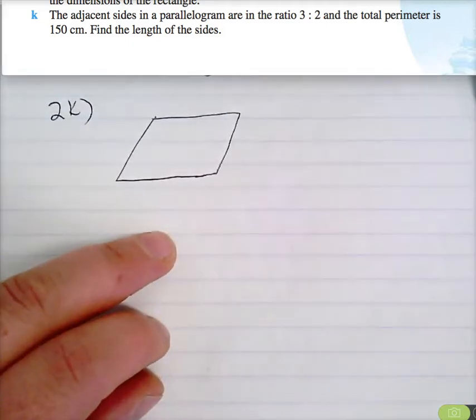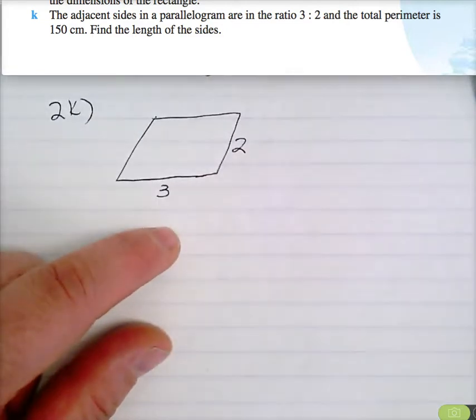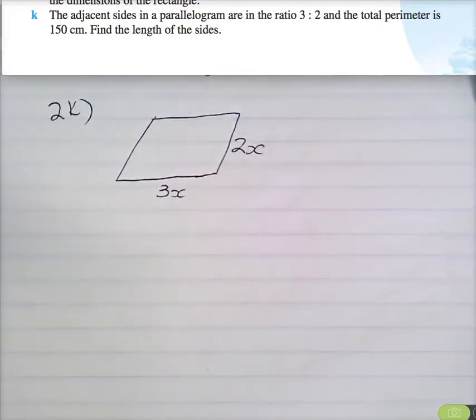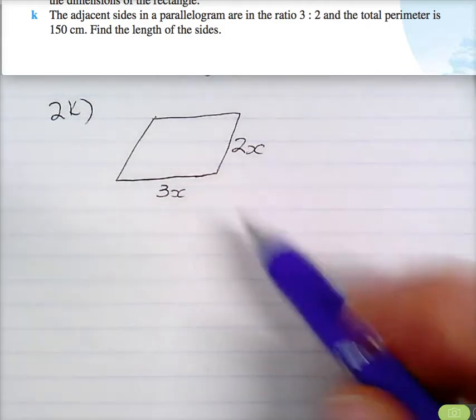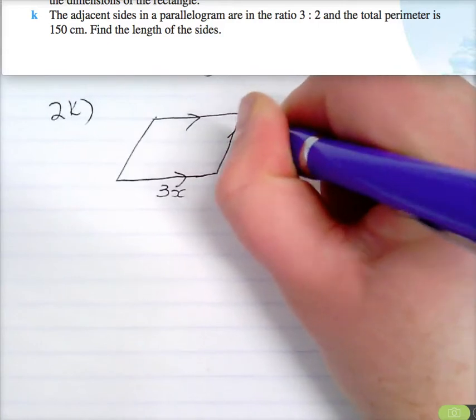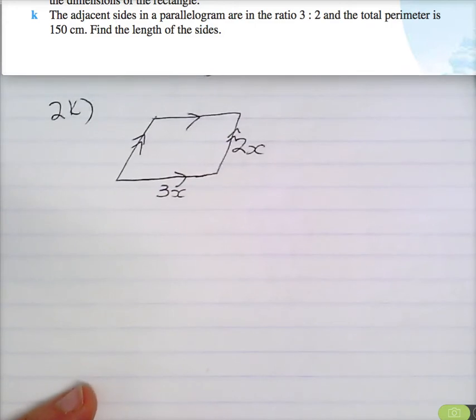Now it's the ratio 3 to 2. So it's actually not 3 and 2. You would call it 3x and 2x. Which one's the width and which one's the length? The length is the longer one, and the shorter one's the width in a rectangle generally. So here's my parallelogram. Obviously the horizontal lines are longer.